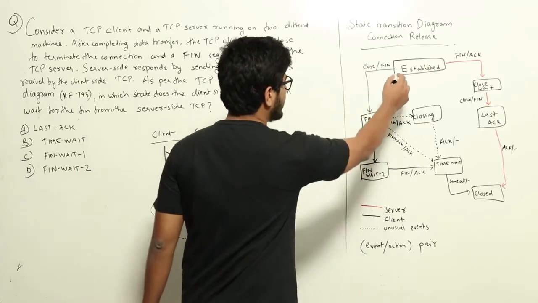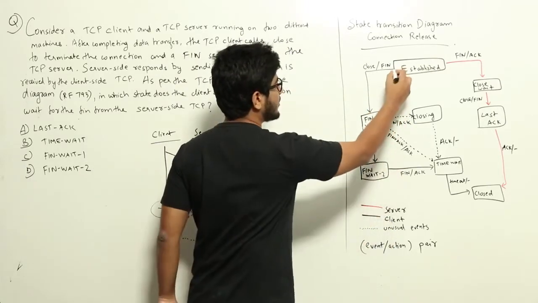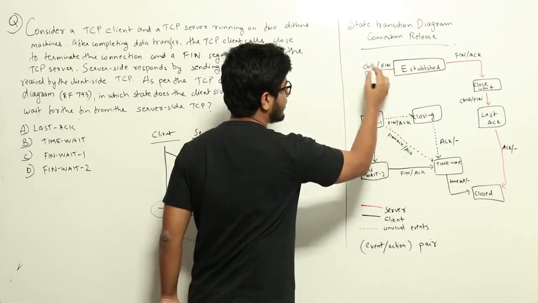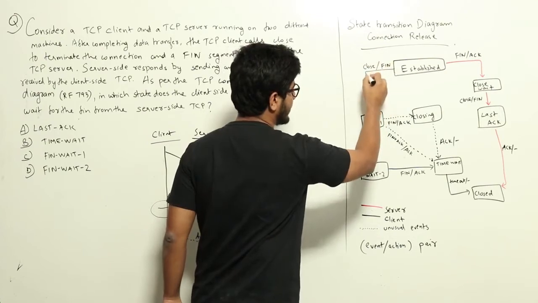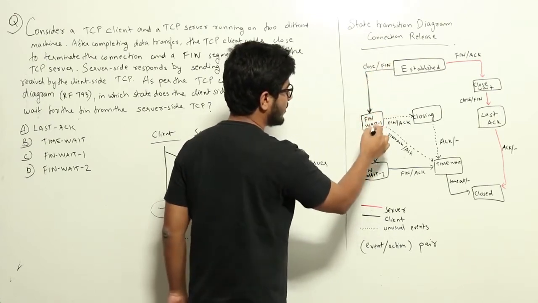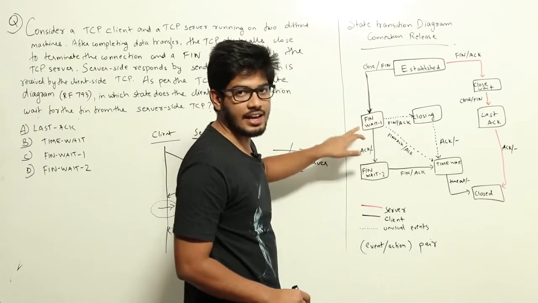Initially the client is sending a FIN message, which is represented by this line. The event is that the client wants to close the connection, so the action is that the client is sending a FIN message here. It will go to FIN_WAIT_1 state. After that, the server sends an ACK back to the client.